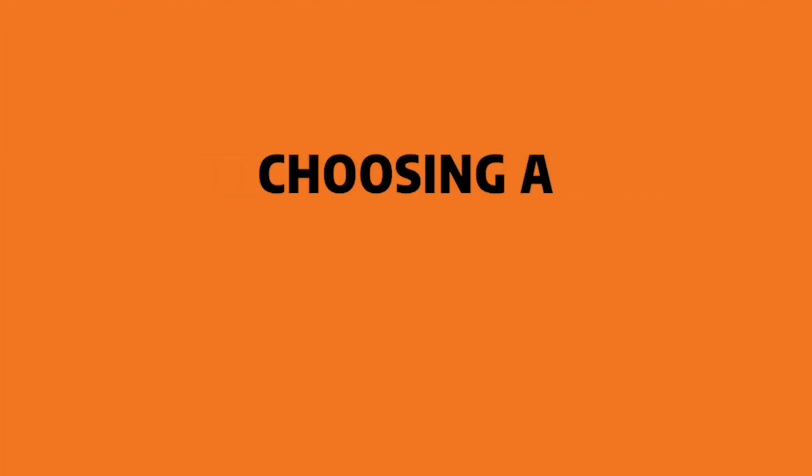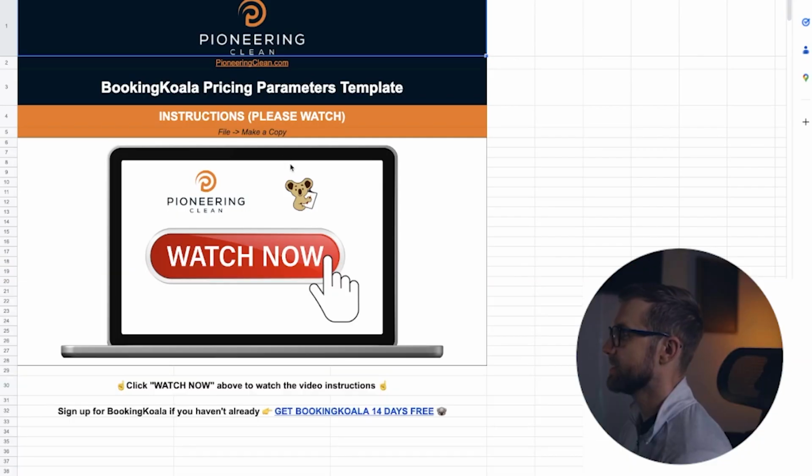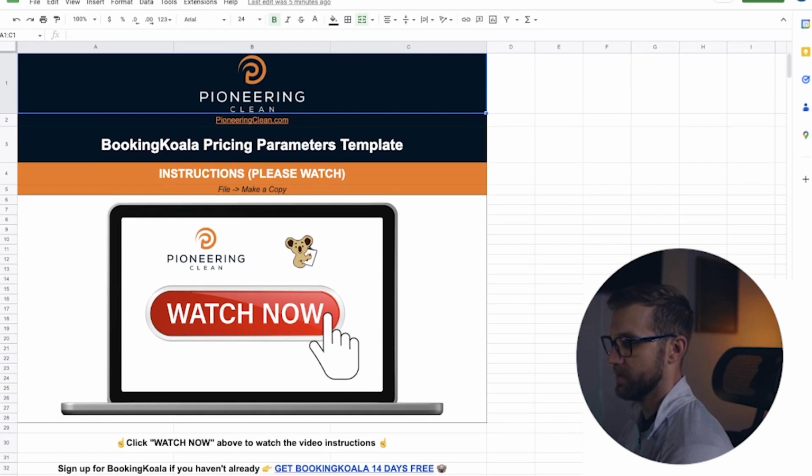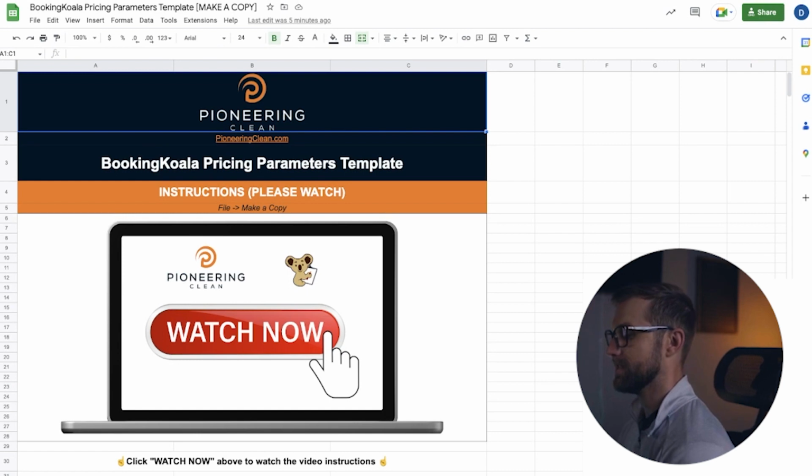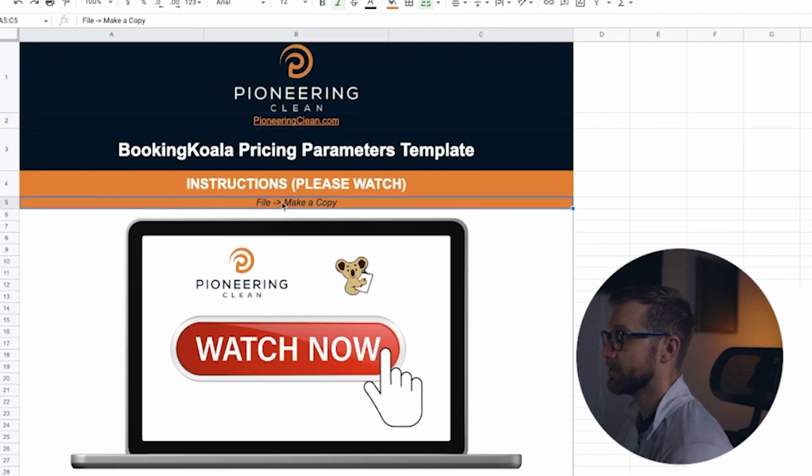Now let's head over to the computer and get to work. All right, ladies and gentlemen, here we have the BookingKoala pricing parameters template. Let me go ahead and move this down just a little bit so that you can see the top here for just a second. Really, the thing that I want to point out up here is what you'll need to do first, which you can see in the instructions right here, is file, make a copy.